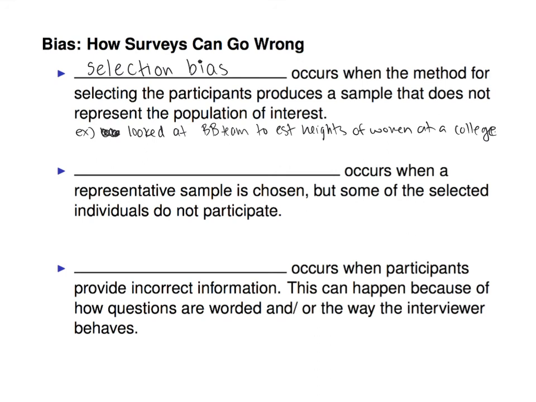So non-participation bias occurs when a representative sample is chosen, but some of the selected individuals do not participate. Non-participation bias. This is a problem with mail-in surveys and also, say, telephone surveys.